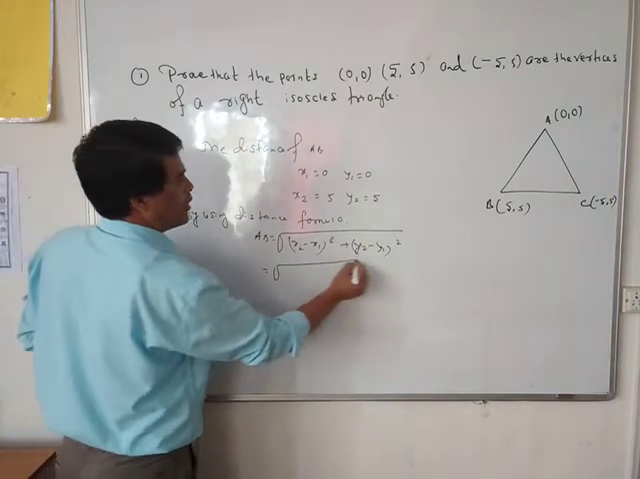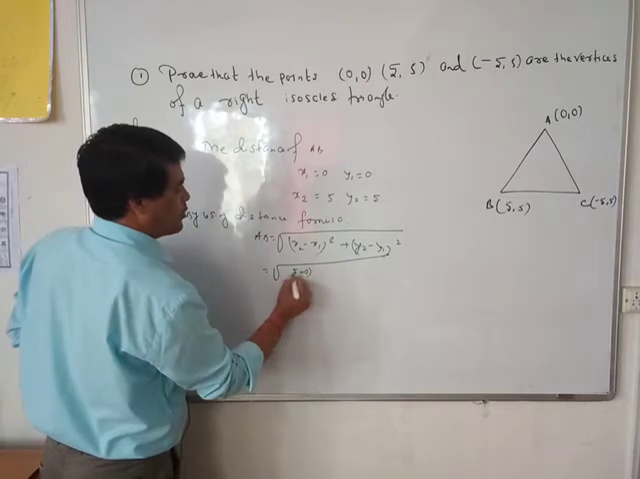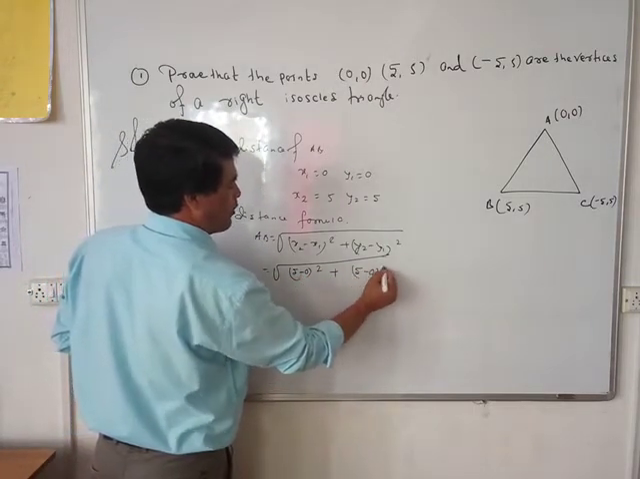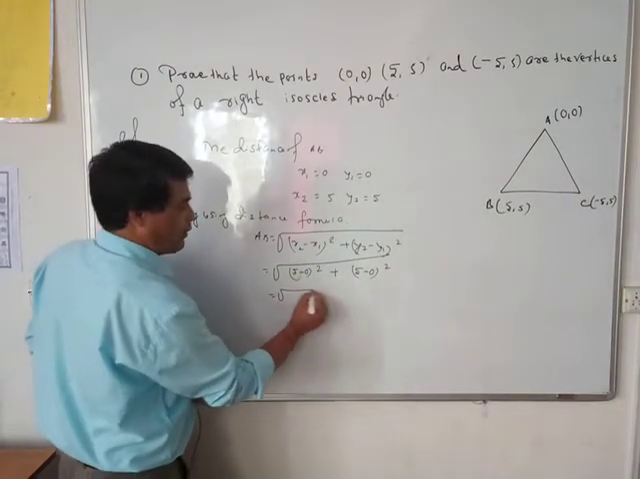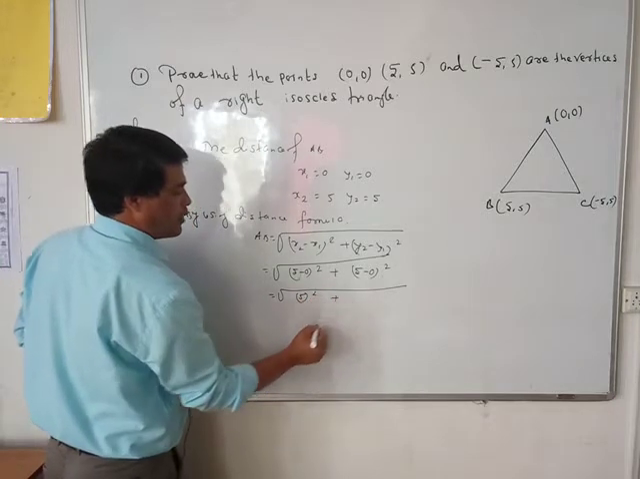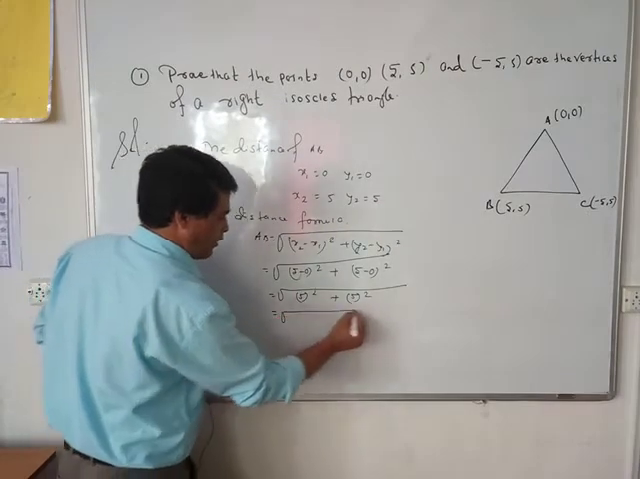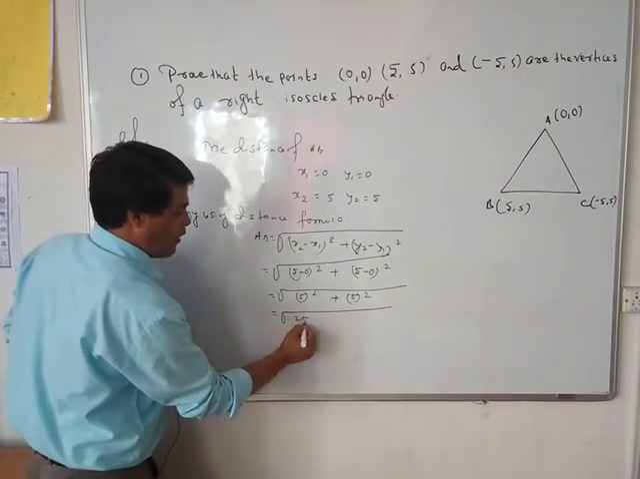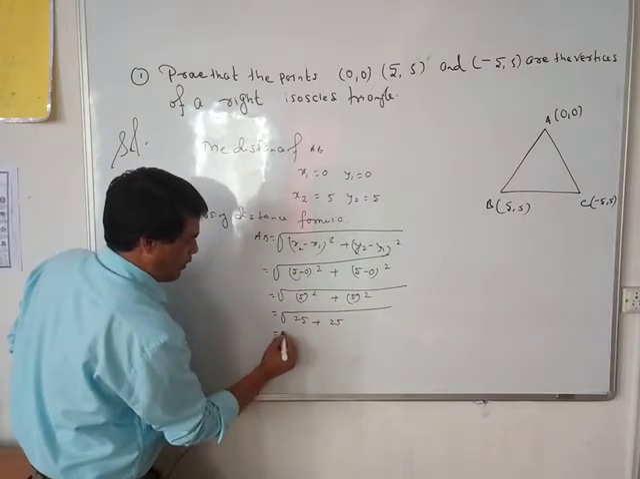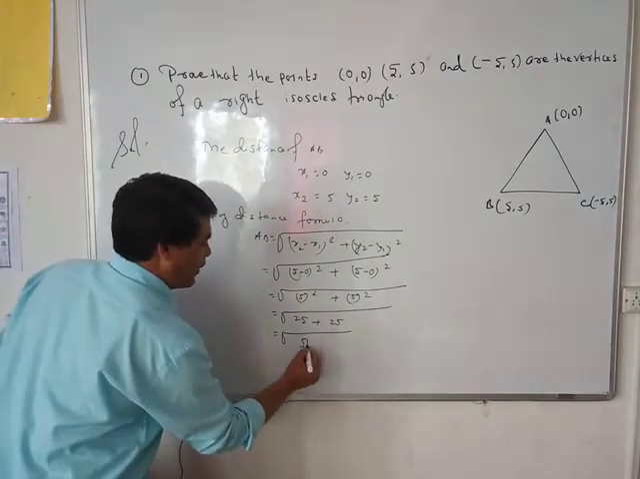Then the value of x2 is 5 minus 0 whole square plus y2 is 5 minus 0 whole square. Then 5 minus 0 is 5 whole square plus 5 minus 0 is also 5 whole square. Then 5 square is 25 plus again the square of 5, that is 25. Then we add 25 and 25, then we will get 50.